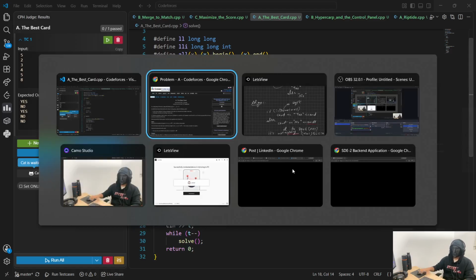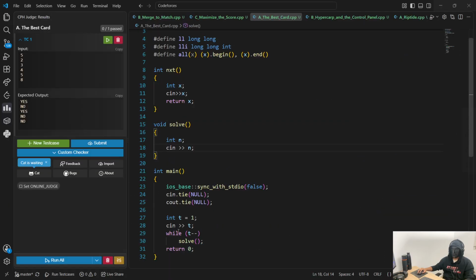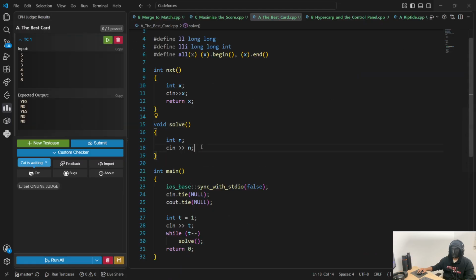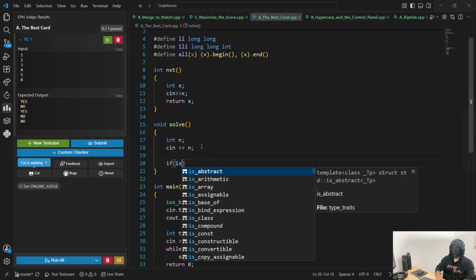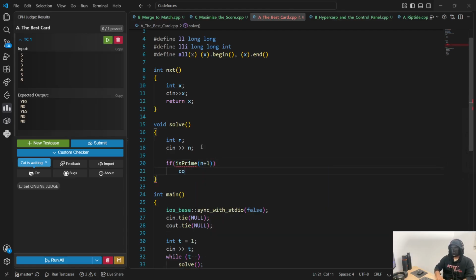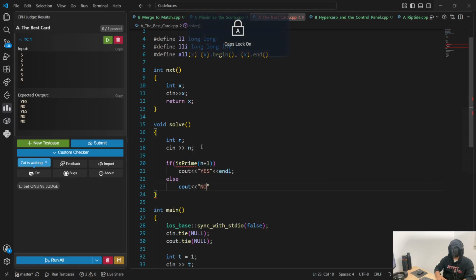So we have input as just n. For every test case I'm handling at this position, I'm calling a solve function, and we have n. So we need to find if n plus 1 is prime. If n plus 1 is a prime number, then definitely the n plus 1 card will be the winning one, because all the lower cards will not divide this number. So in this case we need to print yes, else we need to print no.